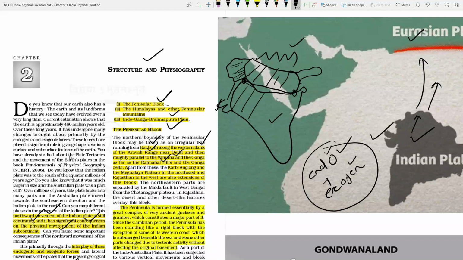So this part is peninsular India. Along with that, one of the offshoots of the Shillong plateau, Meghalaya के पास, this one is also part of this peninsular India. These two blocks, means this one and this one, are separated by the Malda fault. ठीक है, the Malda fault in West Bengal from Chhota Nagpur plateau.